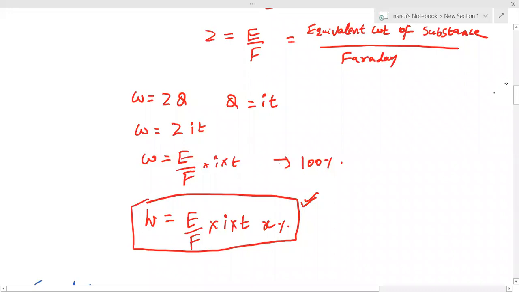So check it here. In place of Z, I can substitute E by F, sir. Q equal to I into T, you know that one. Q means charge, I equals current, into T. Keep in mind T should be in seconds. I is in amperes. You know that unit, sir.